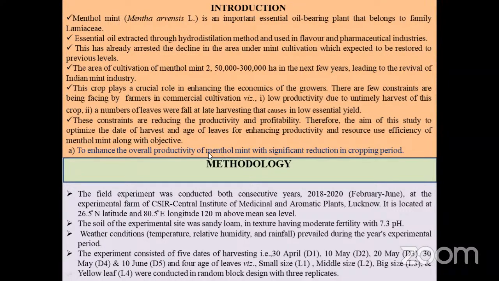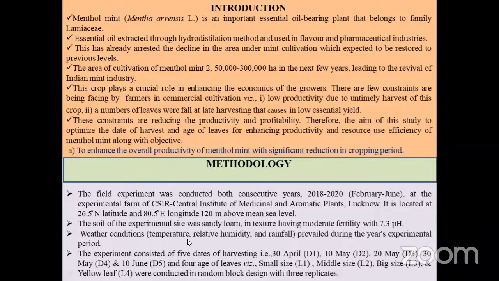Coming to the methodology, the field experiment was conducted for two consecutive years, 2018 to 2020, at the experimental farm of CSIR's Central Institute of Medicinal and Aromatic Plants, Lucknow. It is located at 26.5 degree north latitude and 80.5 degree east longitude, 120 meter above mean sea level. The soil of the experiment site was sandy loam with moderate fertility and 7.3 pH. Weather conditions, temperature, relative humidity, and rainfall prevailing during the experimental period are shown.